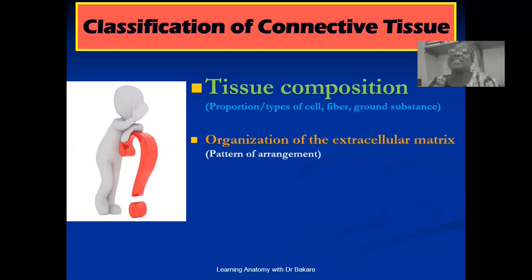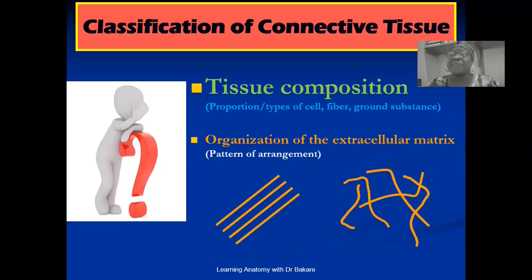Also to add that the organization of the extracellular matrix is also used to establish the different types of connective tissue that we have. So we have different patterns of arrangement of extracellular matrix. We know that the extracellular matrix is made up of fibers and ground substance. So the orientation of the fibers is also used as a basis for establishing the types of connective tissue that we have. So we have fibers that seem to be arranged parallel, and we have another set of fibers that are seen to be arranged in a meshwork network. So the different types of configuration of the fibers, which of course is a structural component of the extracellular matrix, can also be used to stage the different types of connective tissue that we have.